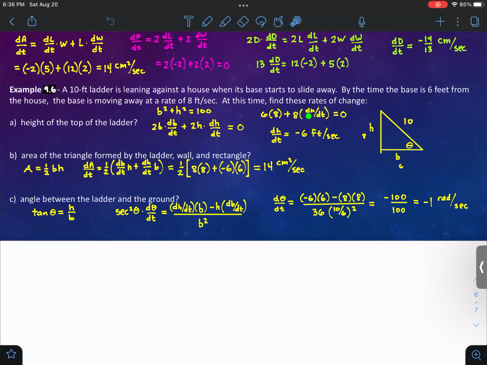And again, the only unknown left is what we're trying to solve for. So then we go to algebra to get an answer that comes out to be negative, which makes sense because the height should be getting smaller. It should have a negative rate of change.